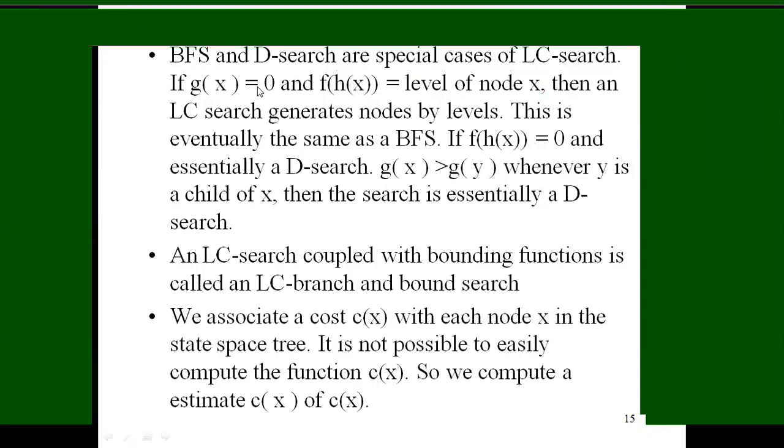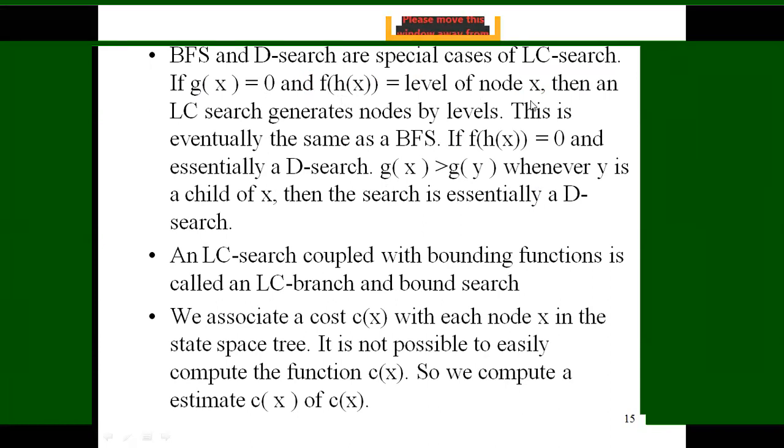If g(x) is equal to 0 and f(h(x)) is equal to the level of node x, these are the two cases to consider. Then a least cost search generates nodes by levels. By levels it will generate the nodes. So this is eventually the same as a breadth first search. If h(x) is equal to 0, that is, f(h(x)) is equal to 0, already spent is 0, and essentially it becomes a D-search.